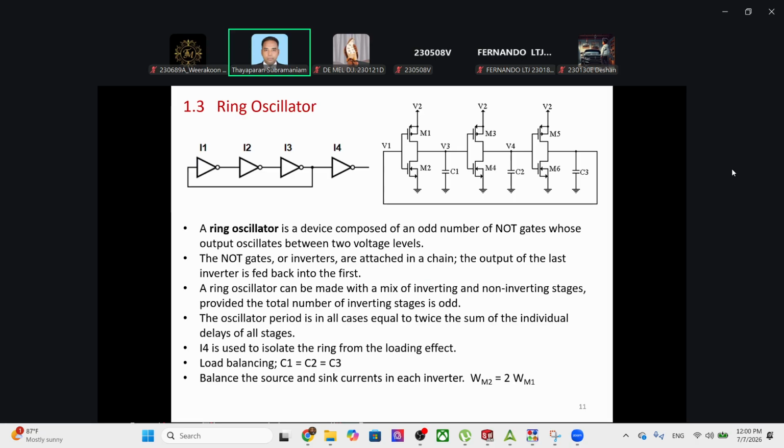Say the deviation is 10 nanoseconds. My clock is 1 megahertz. So 1 megahertz means the period is 1 microsecond. I have a deviation of 10 nanoseconds. So 10 nanoseconds divided by 1 microsecond is roughly 1% of the period, right? So that is the measurement. 1% means it's much better.